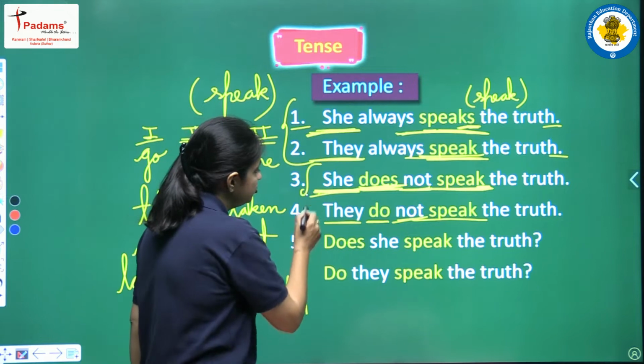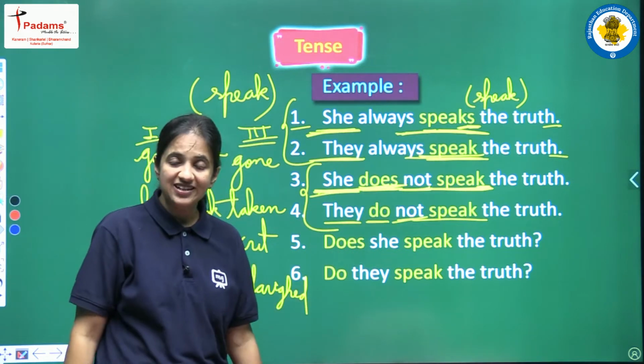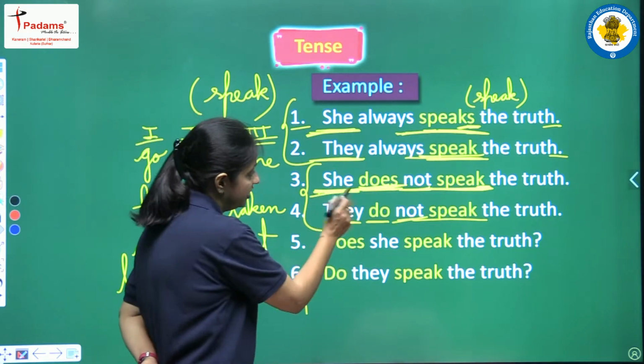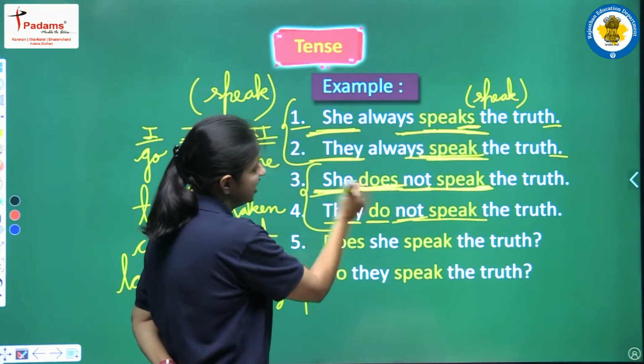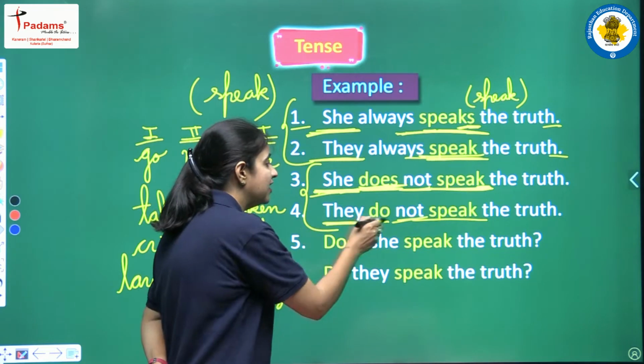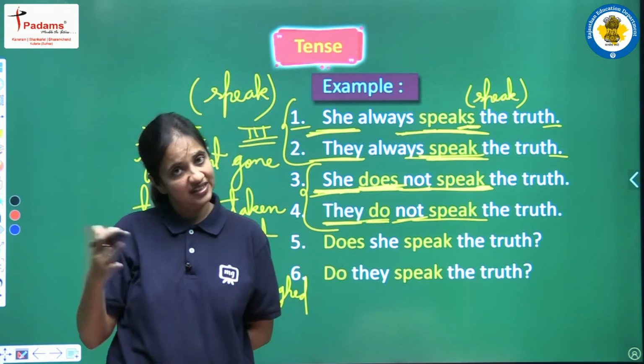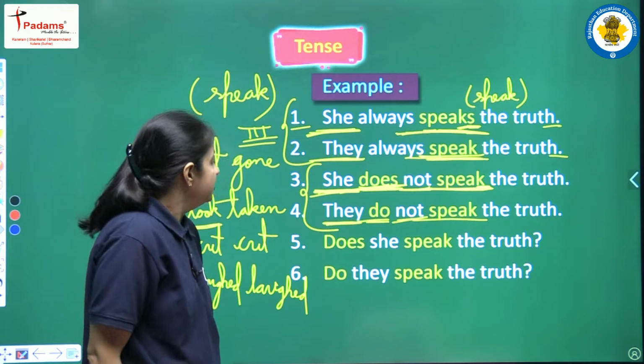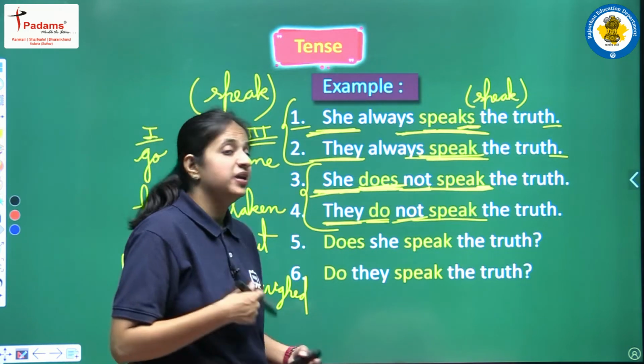So yes, these two sentences are negative sentences, and just observe the difference. If we are having a singular subject, then we will write does. If we are having a plural subject, then we will write do. Clear?